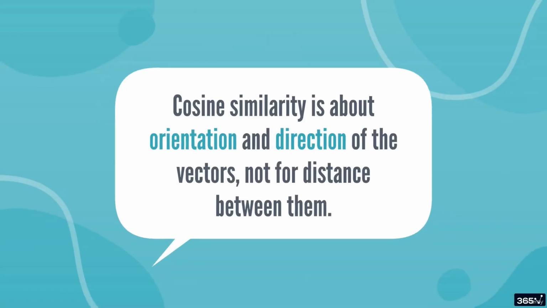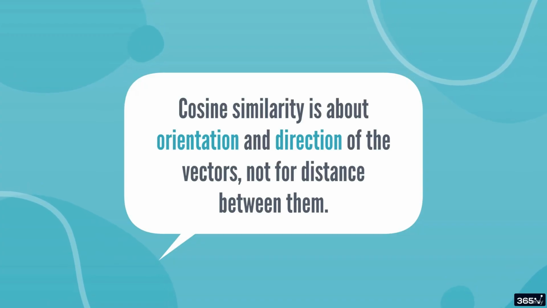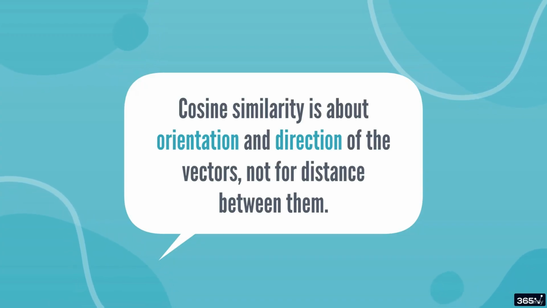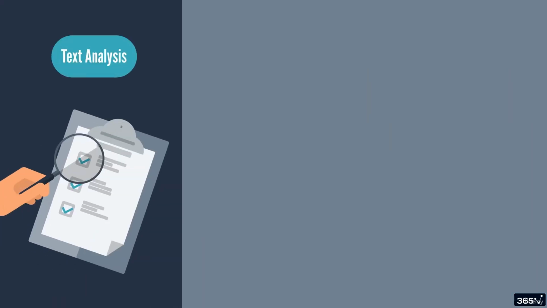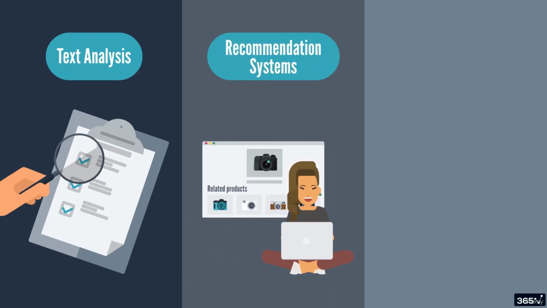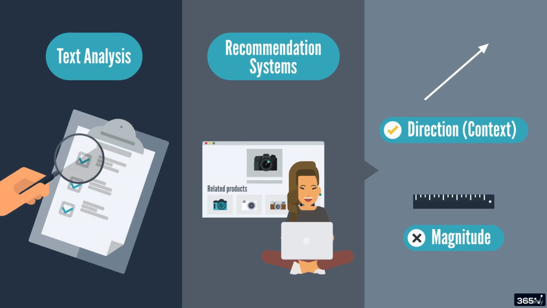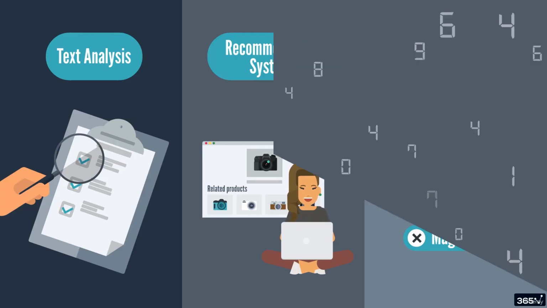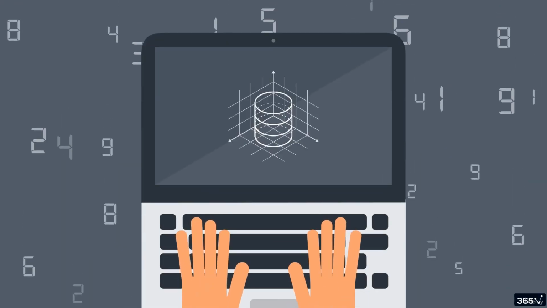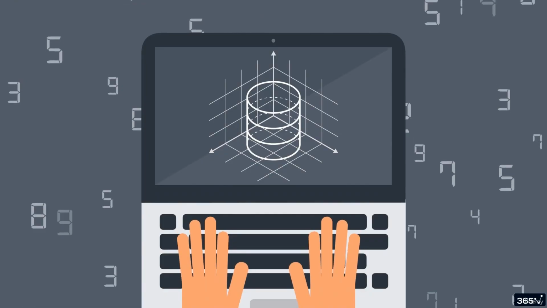So to sum up, this approach is less about the literal distance and more about orientation and direction. It's a key metric in text analysis and recommendation systems where the importance lies in the direction or context rather than the magnitude of the vectors. These metrics allow us to perform efficient and meaningful similarity searches in vector databases.